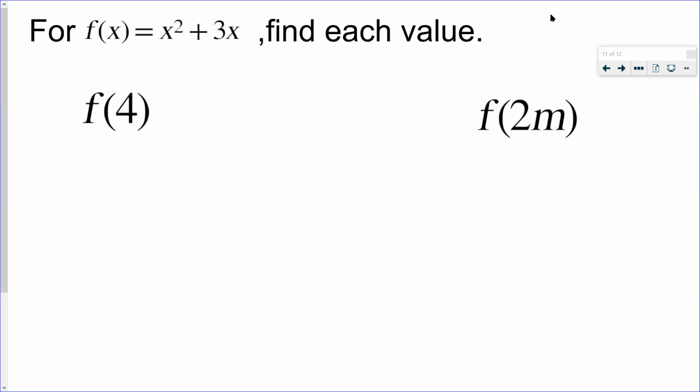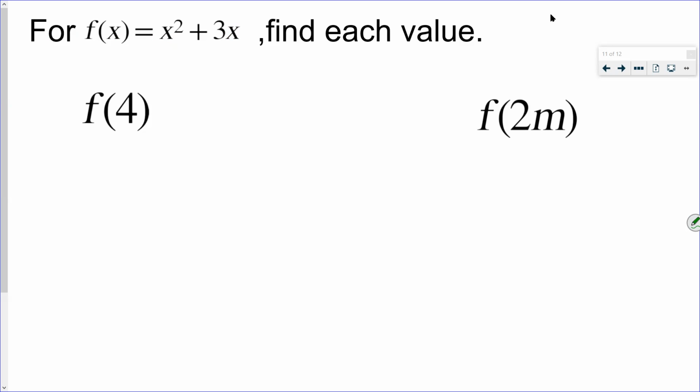All right, the next one. F of x equals x squared plus 3x. Whoa, we've got 2 variables in here. Well, they're kind of the same variable. They're all x. But one of them squared. So we cannot combine those because they're not like terms. But we're still going to follow the same rules.